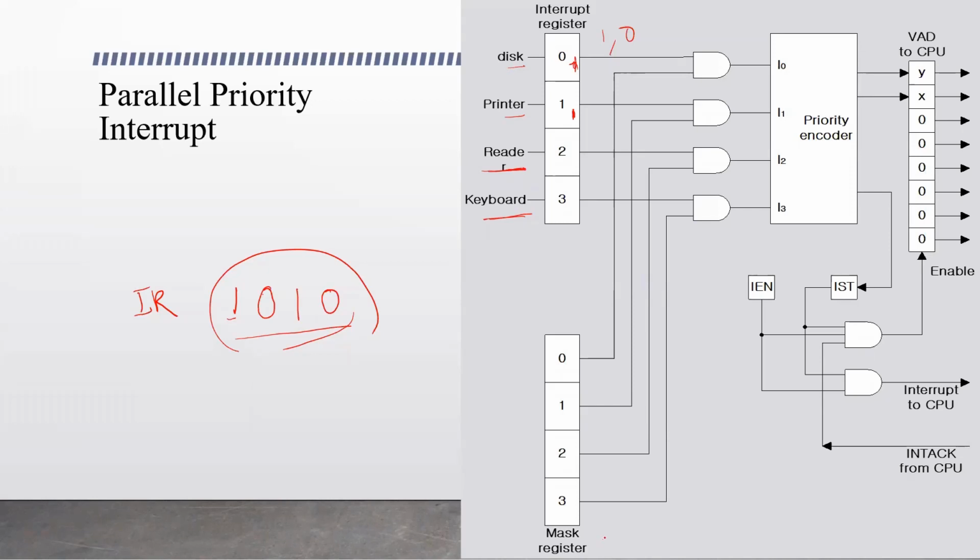And we also have another register called the mask register. The use of this mask register is to control the status of the interrupt request. Disk is the highest priority device, and keyboard is the lowest priority device. When these two have an interrupt request at the same time, or when the interrupt service routine of the disk is being serviced and the keyboard wants to interrupt, keyboard being the lowest priority device, if it wants to interrupt the CPU while the CPU is servicing a highest priority device, it should not be allowed.